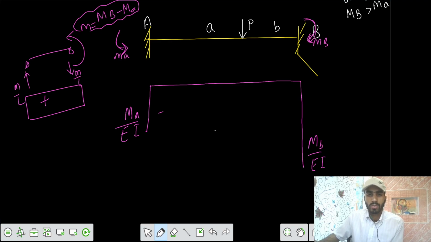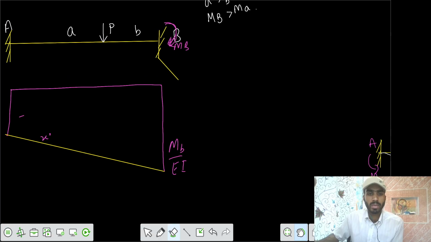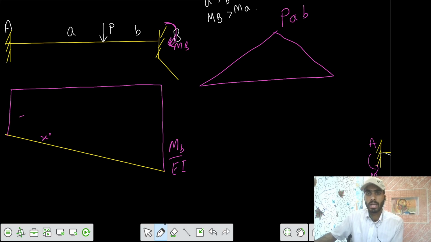So the final variation would be a linear variation between the two, because the shear force diagram is an x to the power 0 function, so the bending moment is an x to the power 1 function. So you have this diagram, and similarly you can have the next diagram, PAB by L. This is your bending moment diagram. Then you divide by EI, so you get the value of PAB by L EI.